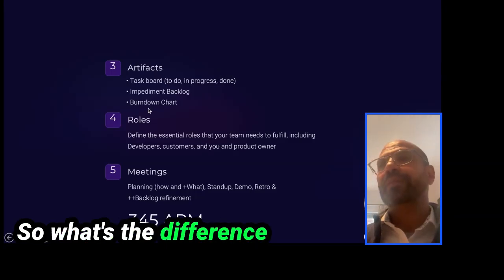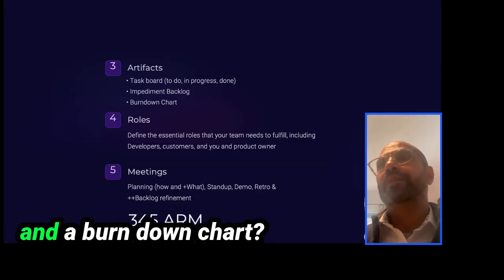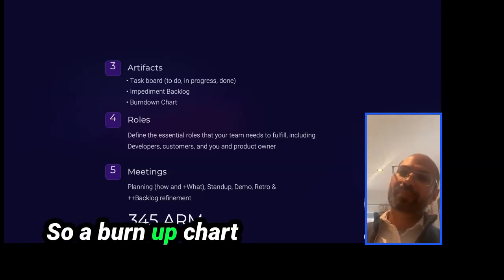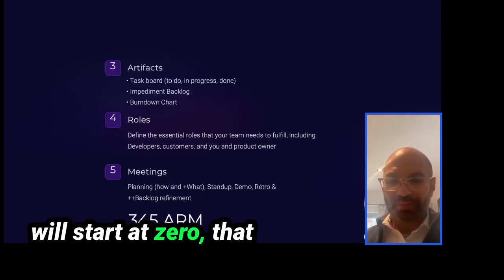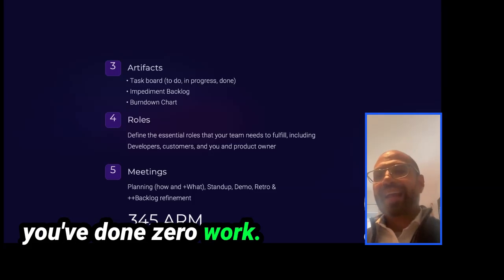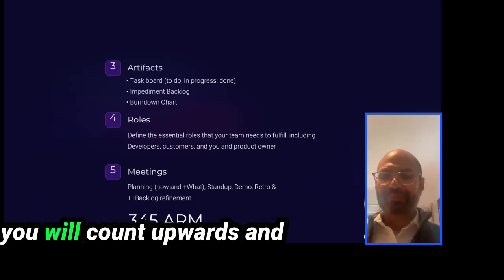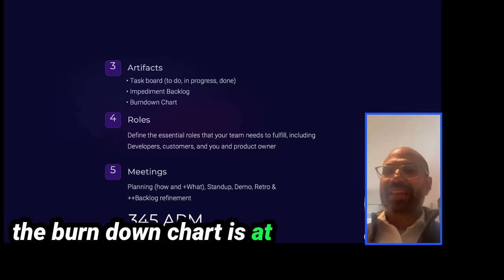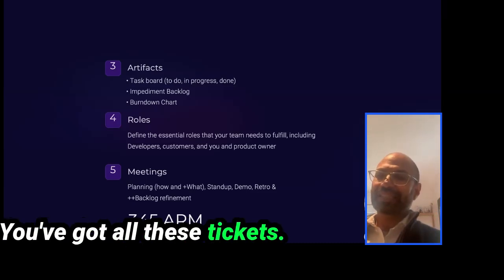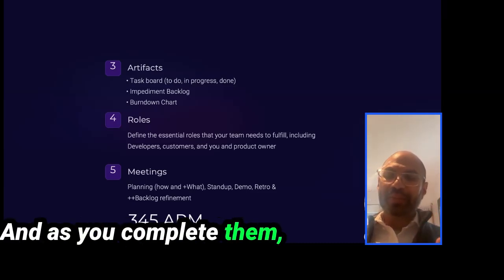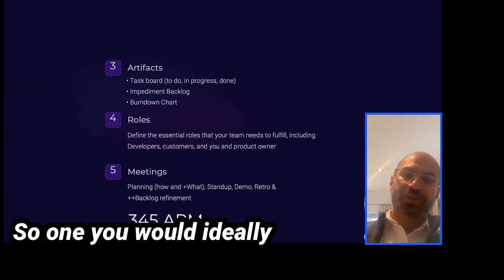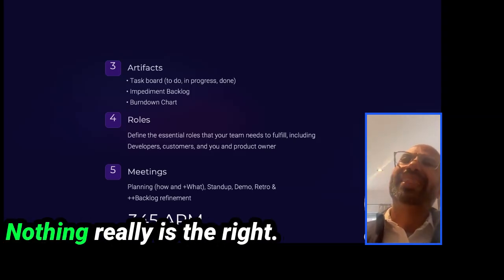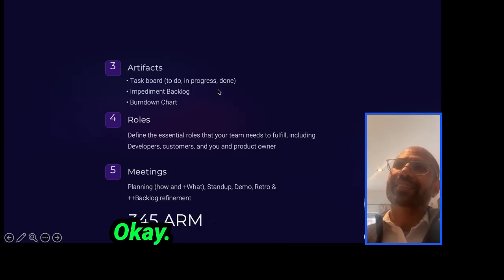So what's the difference between a burn-up chart and a burn-down chart? Oh, where you start. So a burn-up chart will start at 0. You've done 0 work, and as you complete work, you will count upwards. And a burn-down chart is at the beginning of the sprint, you've got all these tickets, and as you complete them, you take away from the total. So one you would ideally like to see going down, and the other one going up. Right, okay. Yeah.